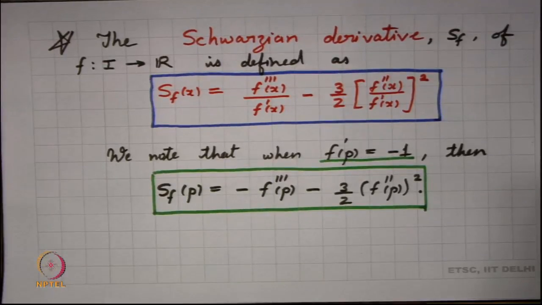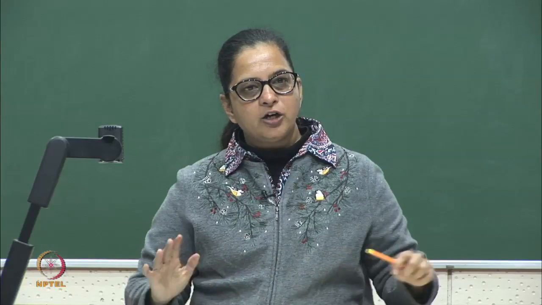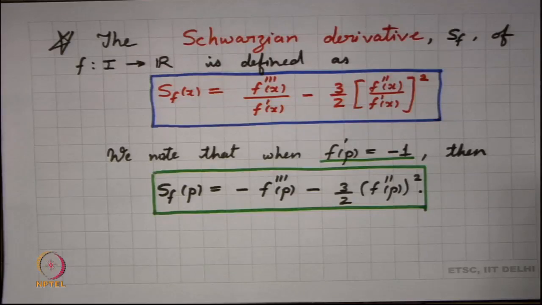So, for that case we need to look into some other concept, and that concept is the Schwarzian derivative. What do we mean by a Schwarzian derivative? We define the Schwarzian derivative of a function f to be f triple prime of x divided by f prime of x, minus 3 by 2 times f double prime of x divided by f prime of x, whole square. This is defined for any function on an interval such that f triple prime is defined and f prime is not equal to 0 at any of the points.